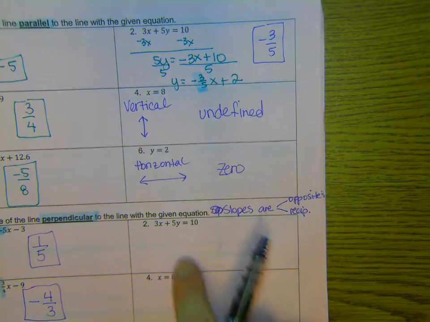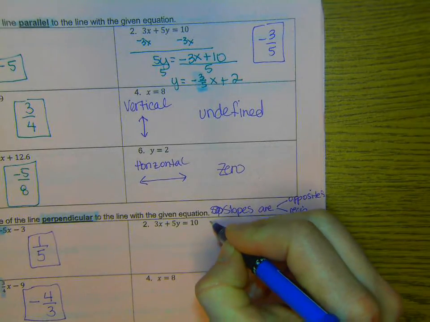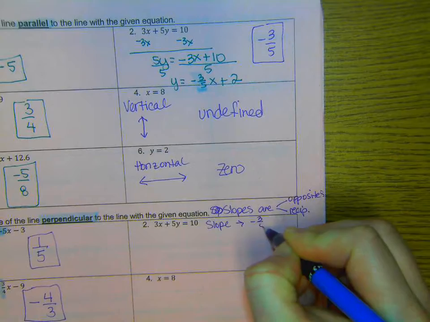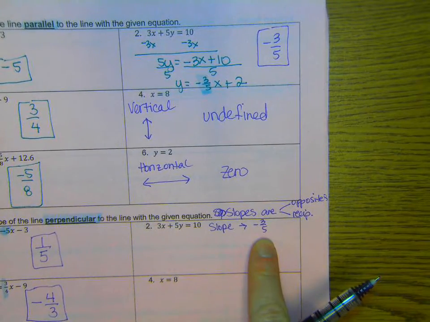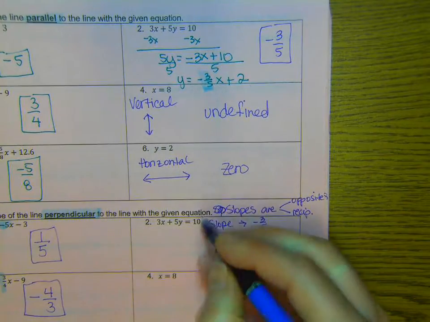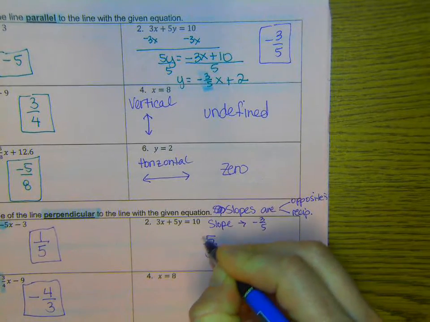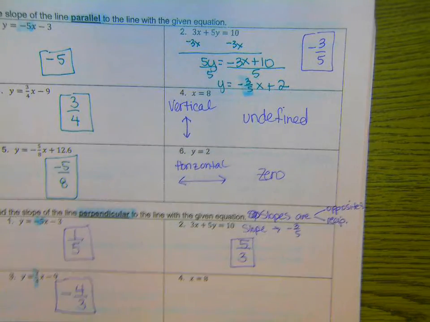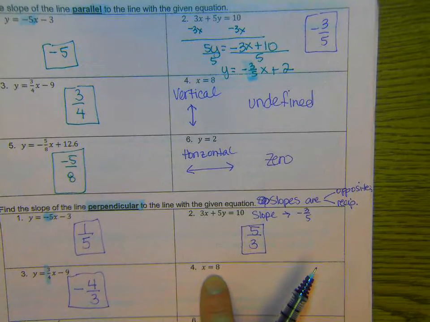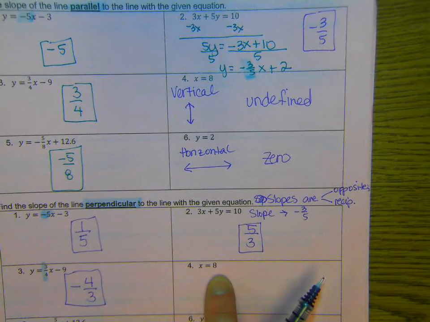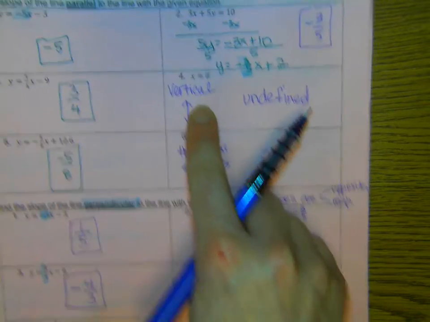Now, instead of doing 2 over again, let's use our work from above. What was the slope of this line from above? Negative 3 over 5. Okay, so the slope was negative 3 over 5 of this line. So, what do you think? Positive 5 over 3 would be the slope of the perpendicular. Very good.